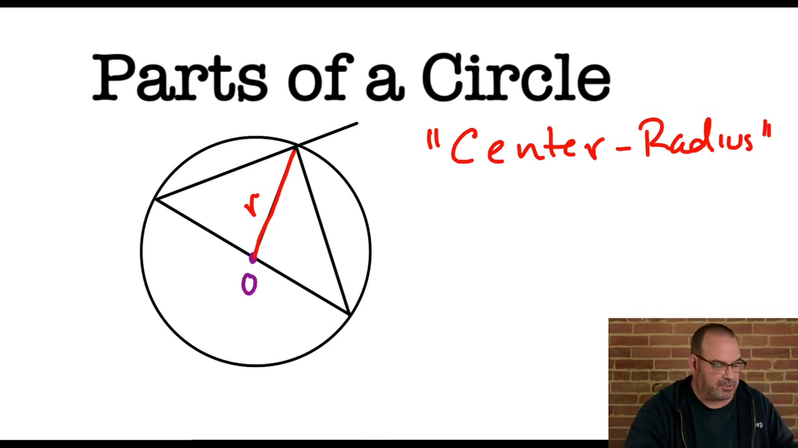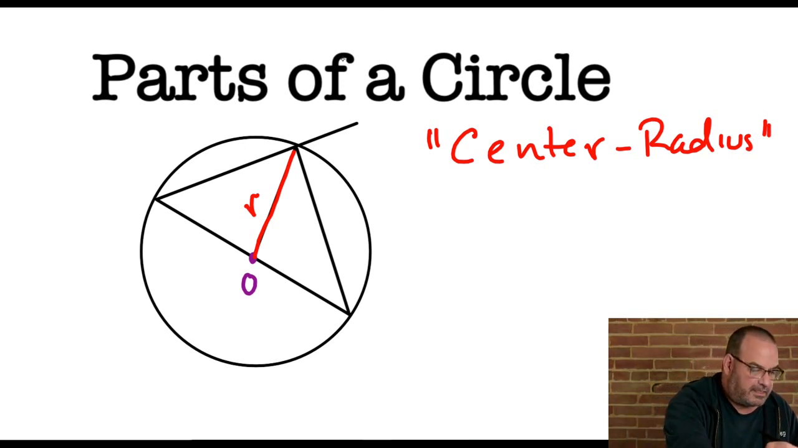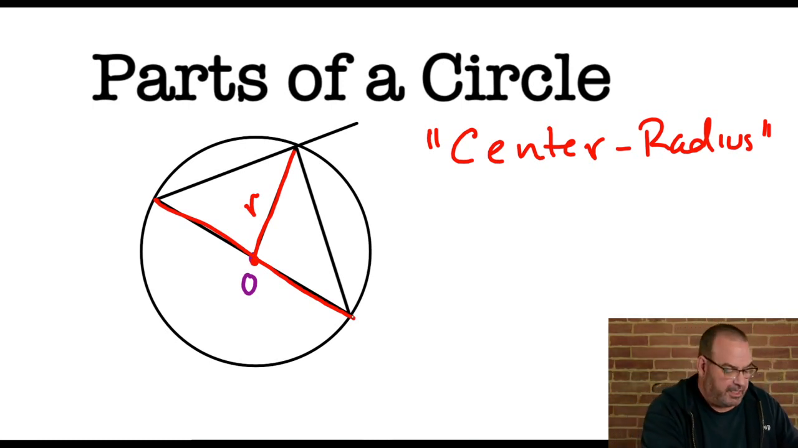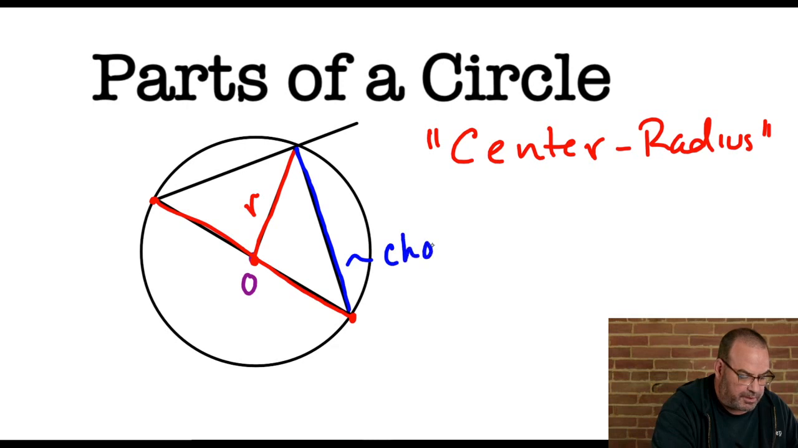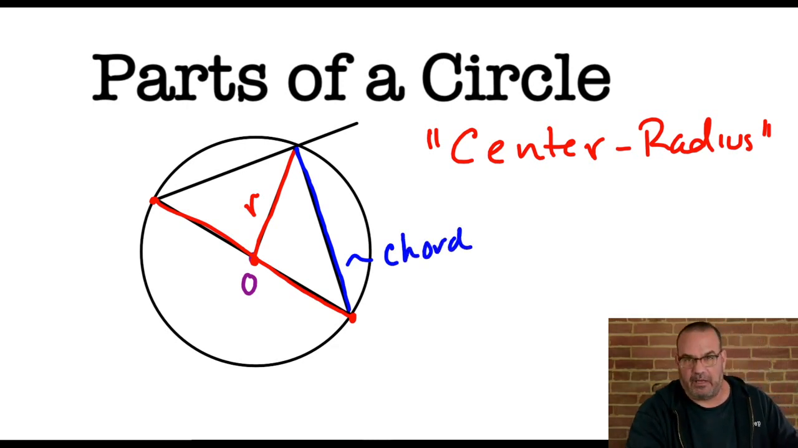There are other parts of a circle. A radius is half of a diameter. A diameter is a line segment through the origin going to parts of the circle. There is another part of the circle which is a line segment from one part of a circle to another, and this is called a chord. So you'll have to know that one, interestingly enough, chord.